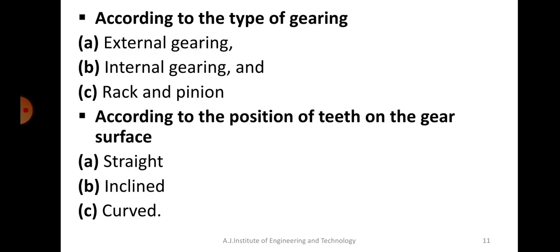Okay, so another type of classification is according to the type of gearing. There is external gearing, internal gearing, and the other one is rack and pinion. So what is external gearing? External gearing means the teeth of the gears are on the outer side of the circumference of both the gears, and when one gear meshes with the other, it is called external gearing.